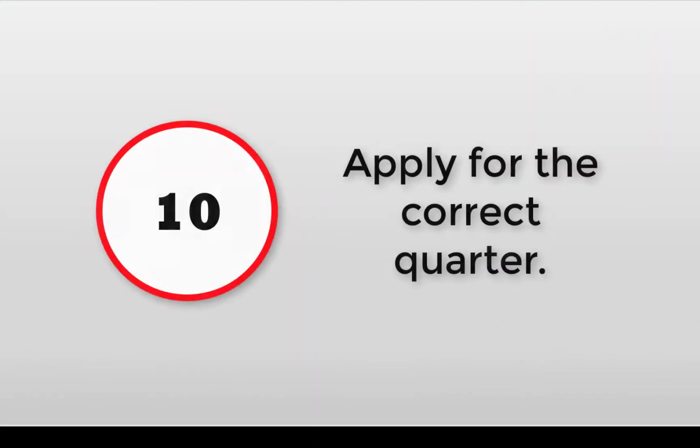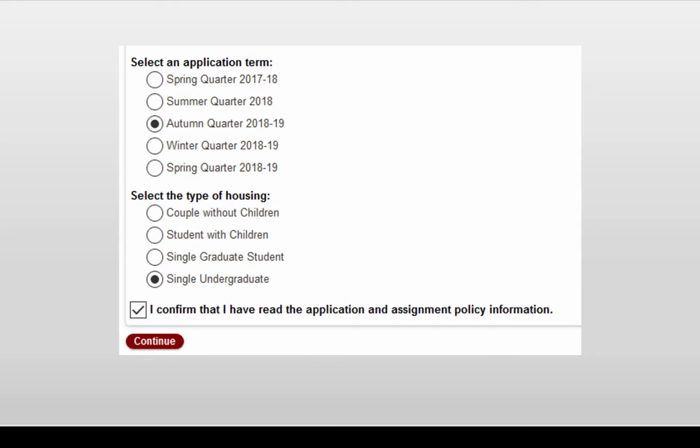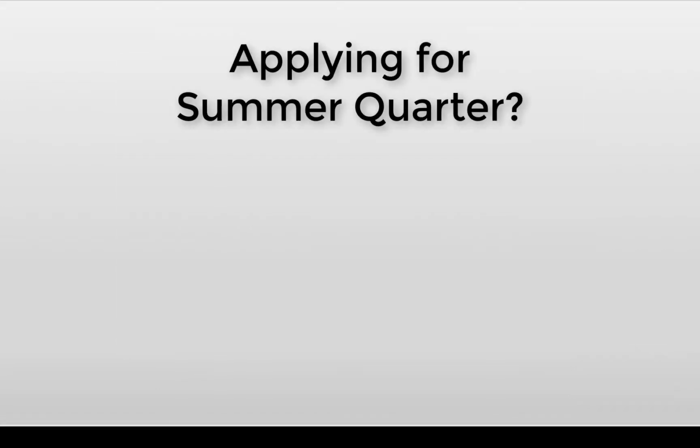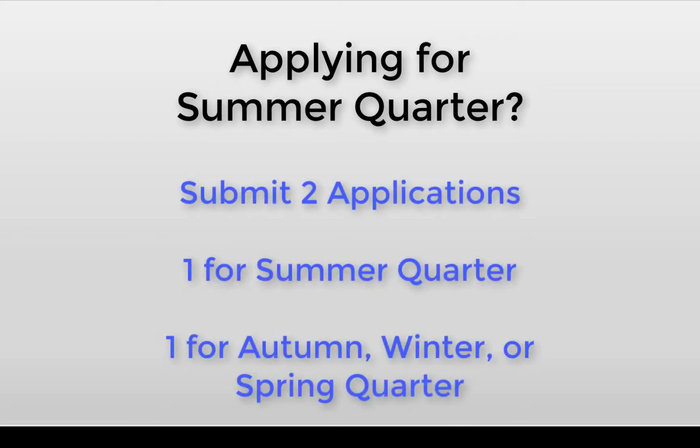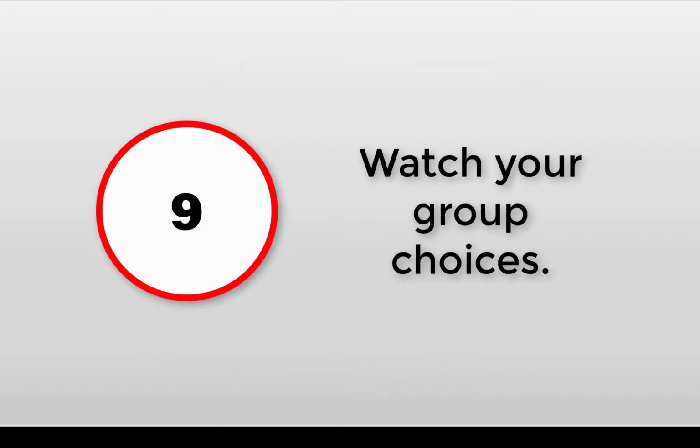Number 10, apply for the correct quarter. This seems like a pretty basic step in the application process, but it can be easy to accidentally pick the wrong quarter on your housing application. If you need housing for next autumn quarter and you apply for winter or spring quarters, you're going to be left without a housing assignment when draw results are announced. Double check you've selected the right quarter, and remember, if you're applying for summer housing in addition to housing for the next academic year, you need to submit 2 applications, one for summer housing and one for autumn, winter, or spring quarter.